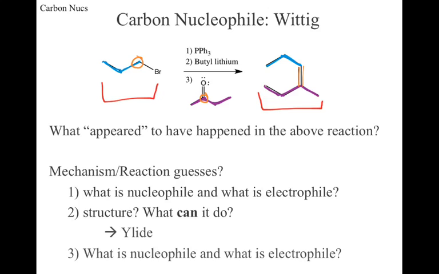So I'm going to give you another 20 seconds here to think about the mechanism / reaction guesses. So look at step 1, what's the nucleophile, what's the electrophile? In step 2, what is the structure of butyl lithium? What can it do, particularly with respect to the product of step 1? This is the formation of the Ylide, by the way, which is your Wittig reagent. And then for step 3, what is your nucleophile and what is your electrophile?